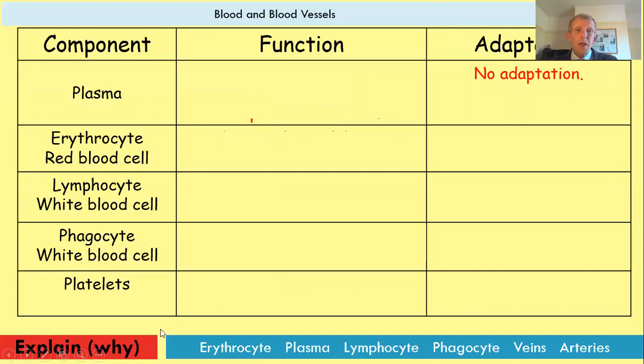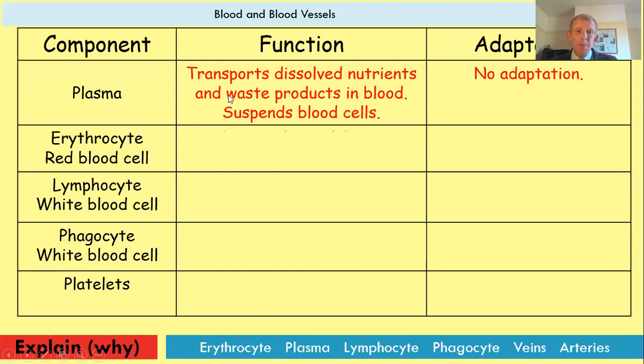Plasma, its main function, if you can remember, is to transport dissolved nutrients and waste products in the blood. So this is all the glucose that the cells need for respiration, but also all the carbon dioxide that they produce during respiration, carried away. So it's bringing nutrients to and waste products away from all the different cells that need it, supplied by the blood vessels. But its other really important job is that it literally suspends the blood cells and allows them to flow around in our circulatory system.